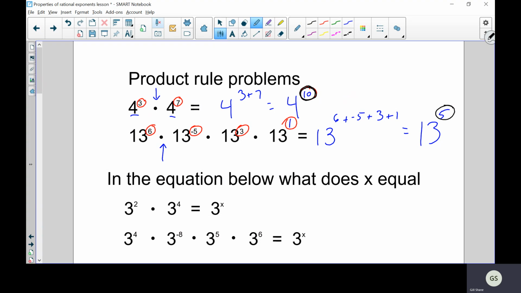Again, we're using addition because we have a multiplication problem, but if it was a division problem, a quotient rule, we would have subtracted the exponents. If it was a power rule, we would have multiplied the exponents to get the answer exponent. But regardless, you use the exponents on the problem side to get the exponent on the far side.